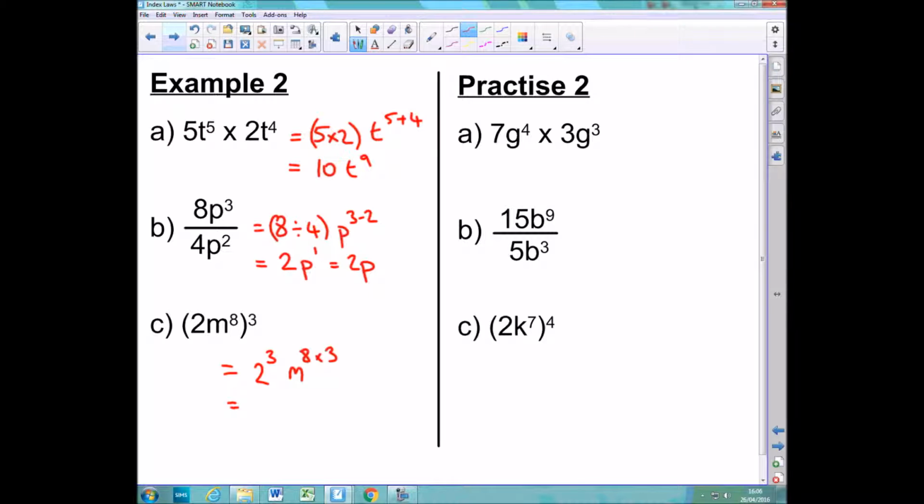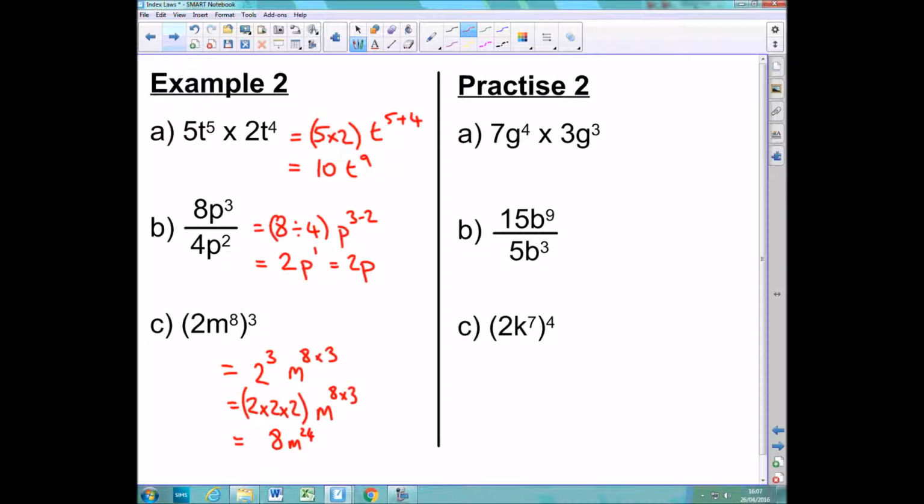So remember here, 2 to the power of 3, I've got to times it by itself a number of times. In this case, I'm timesing it 2 times. So it's 2 times 2 times 2, 3 of those 2's. And I've still got this m to the power of 8 times 3. So 2 times 2 is 4, times by 2 again is 8. M to the power of 8 times 3 is 24. So I've got 8m to the power of 24.